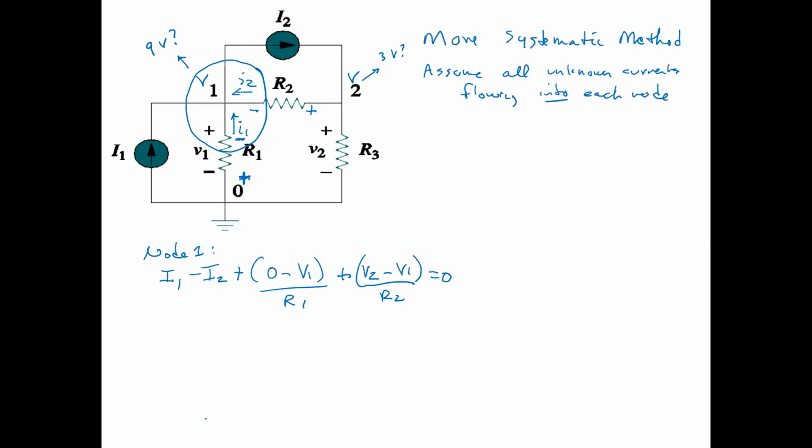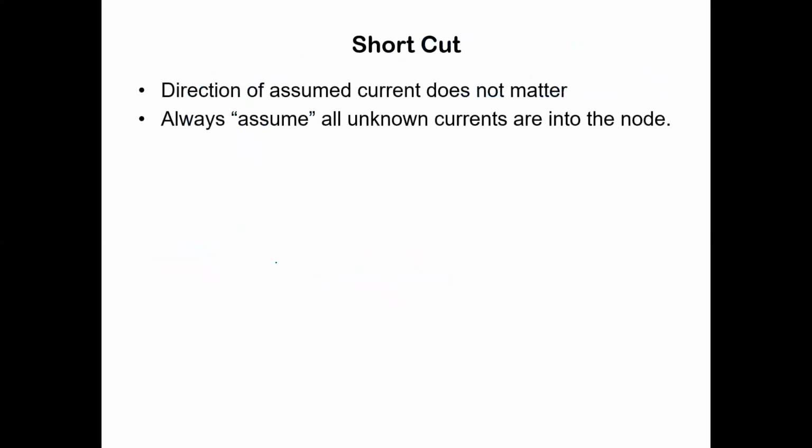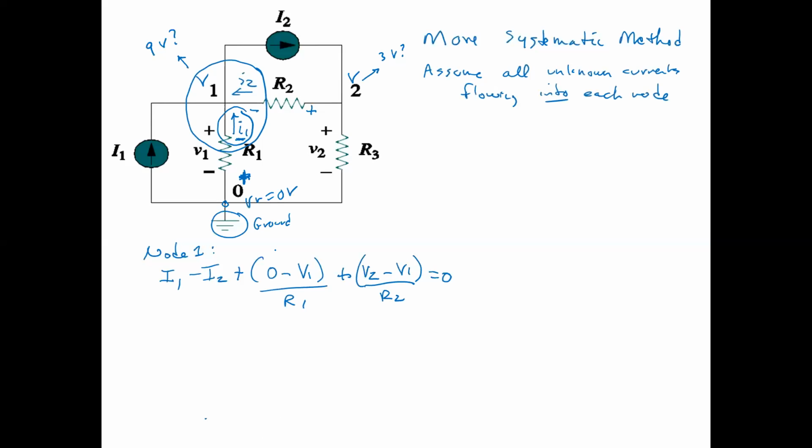Why is it 0 minus V1? Because I'm assuming in this case that I1 is flowing up, and passive sign convention means I've got to put the plus sign at this end of the resistor and the minus sign at this end of the resistor. And you missed this part, but I've decided to call this, which is called ground, the reference node, which is 0 volts. So it's 0 volts minus that.